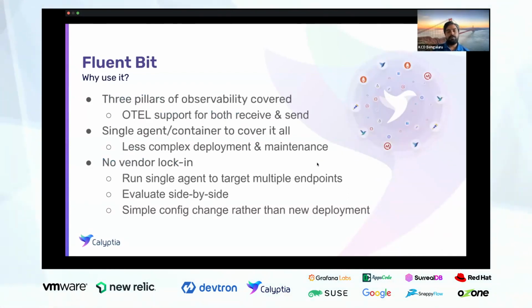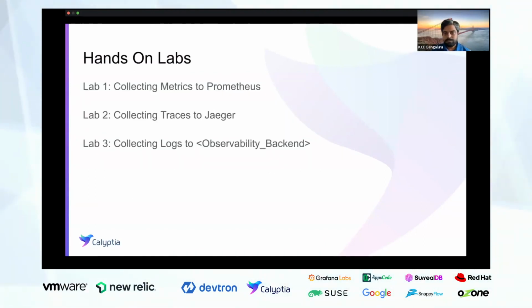So when you think of Fluent Bit, the three pillars of observability are covered. We have OTel support. We also have support for the eBPF area if you're looking at some backend, which is also very robust. And it's a single agent which covers everything, with no vendor lock-in. I think we discussed everything in this area.